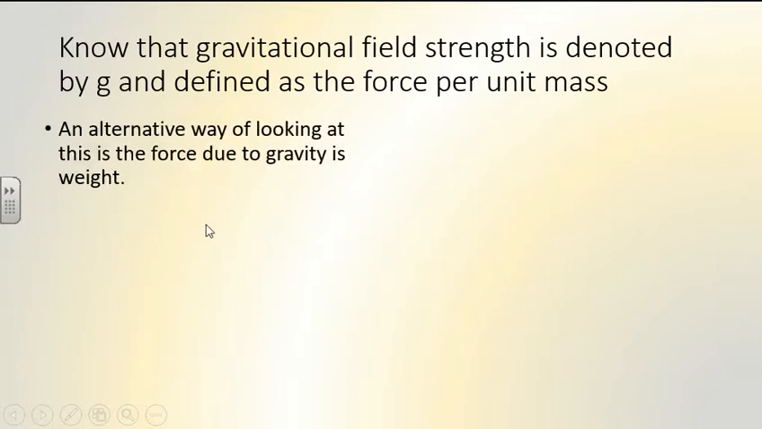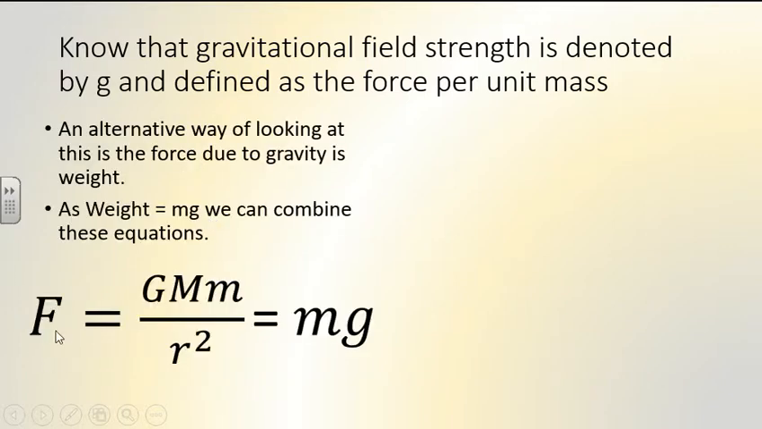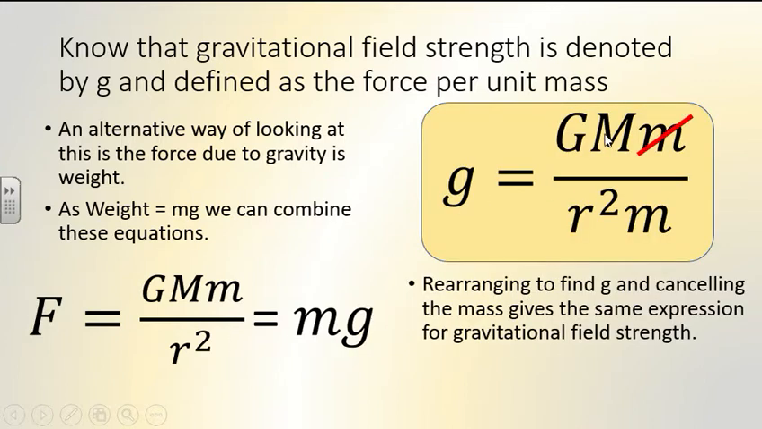An alternative way of looking at that. We've come across weight as mg already, but we know the force due to gravity is also weight, so we can set these two formulas equal to each other. We want to find g, gravitational field strength, so we'd have to divide both sides by m. That gives us g equals GMm over r squared m, and the m's cancel, which gives the same equation that we just found, g equals GM over r squared. So two different ways of finding the same equation.